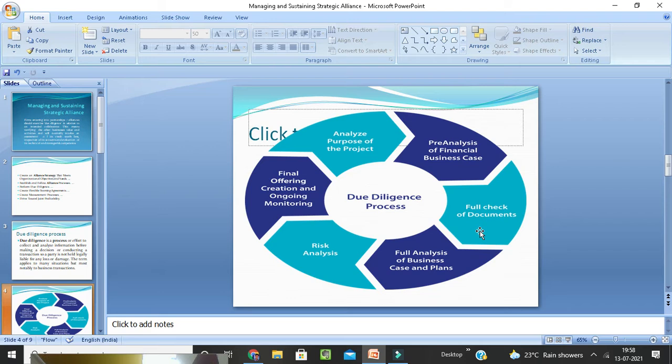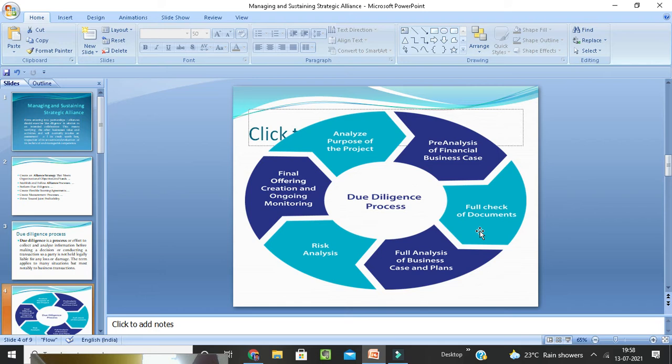Then risk analysis. How much percentage of risk will be there if they are taking or merging in this company? Or how much percent of risk they can bear in future? Both terms will be there. Then the final offering will be there between both the companies, and the offerings should have to match, and the creation and ongoing monitoring is added for taking place the company role.